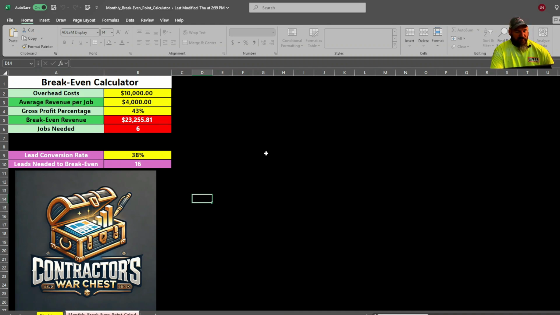So this is a really simple calculator that will tell you what your break-even revenue is and how many jobs you need in order to break even for that month. So the overhead cost column. It's important to note here that anything in yellow requires you to update. So it's a direct input by you. You put in your own numbers in that column, and it's going to then automatically calculate the rest for you.